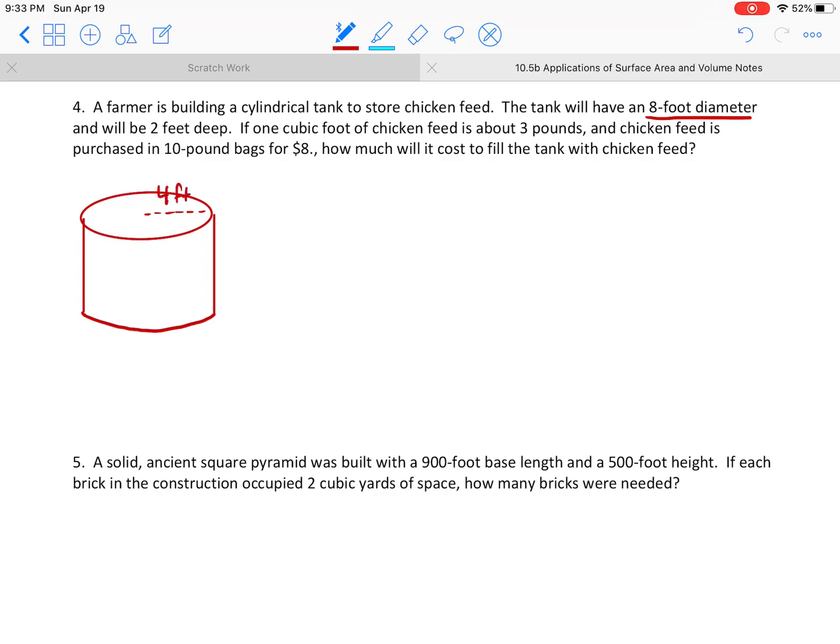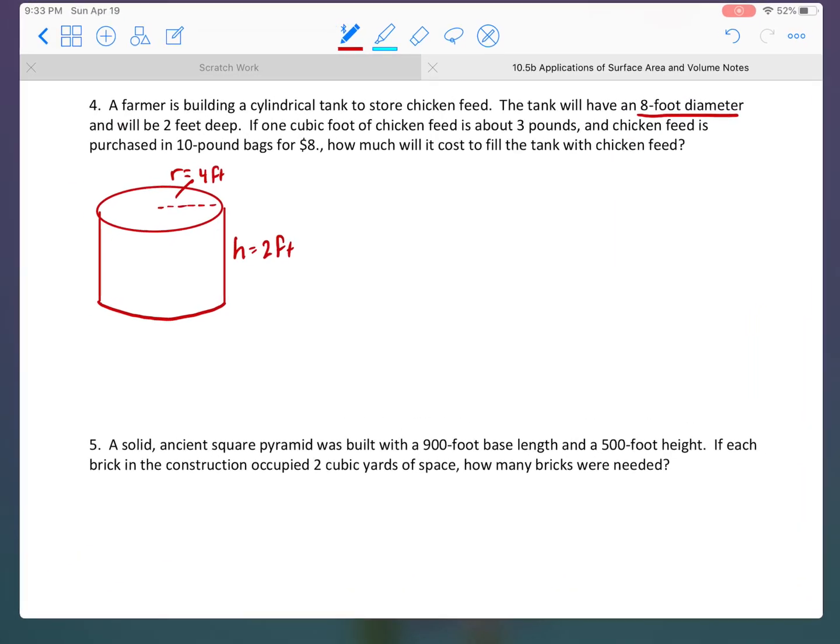Now we have an 8-foot diameter. An 8-foot diameter means that the radius is going to be 4 feet. Let's make this more readable. So we have a 4-foot radius. And if it's 2 feet deep, that means the height here is going to be 2 feet. Okay? So it says 1 cubic foot of chicken feed is about 3 pounds. And chicken feed is purchased in 10-pound bags for $8. How much is it going to cost to fill the tank with chicken feed?